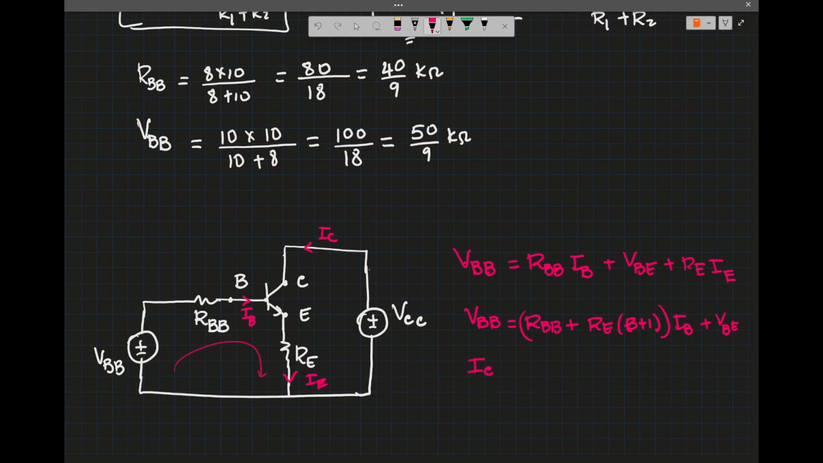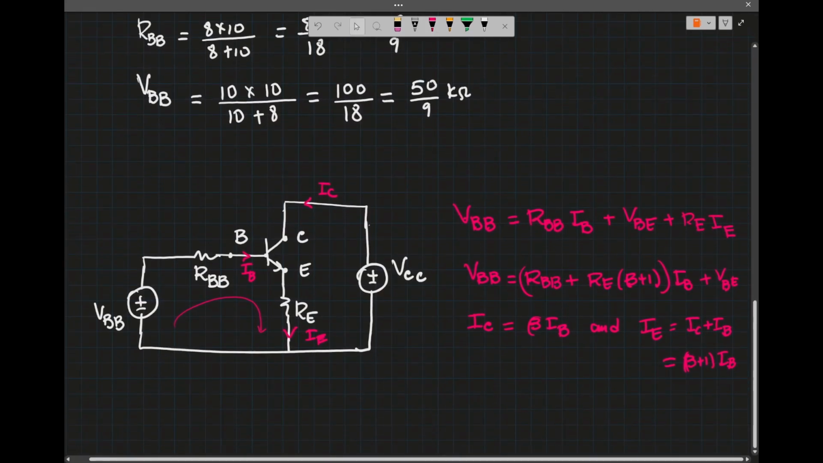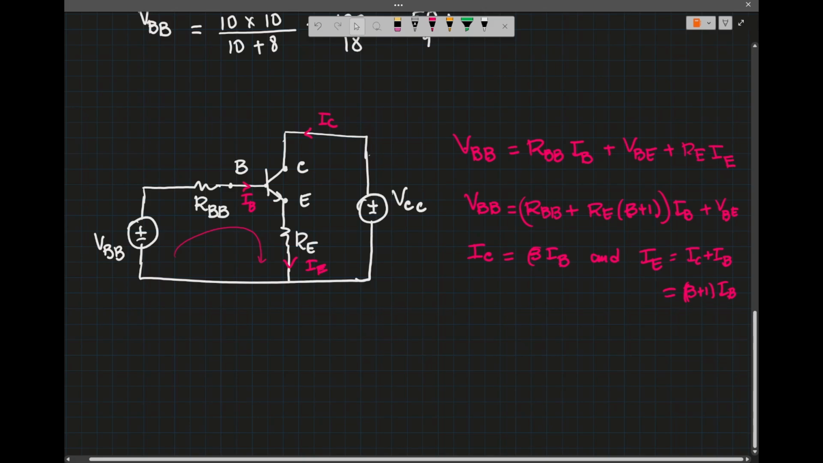IC equal to beta IB, and IE, which is IC plus IB when we do the KCL. So it's beta plus 1 IB, that's IE. So that's what I substitute in that equation above.